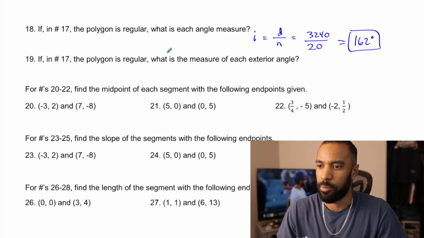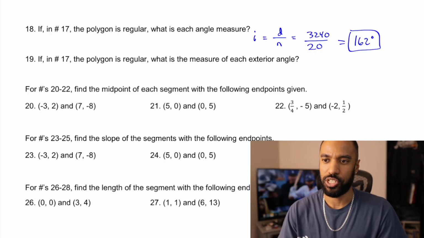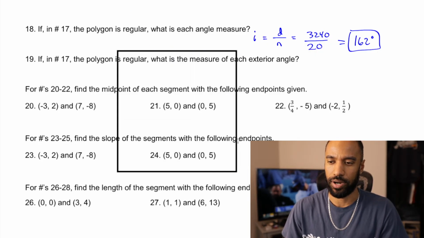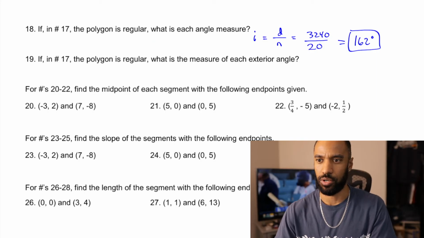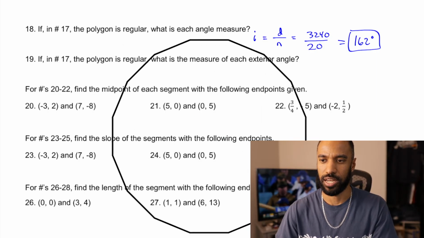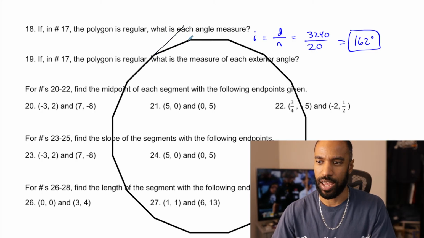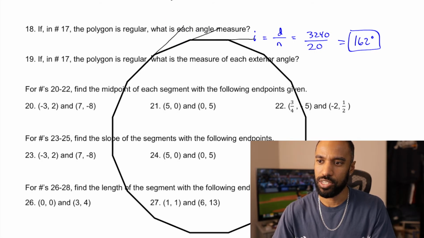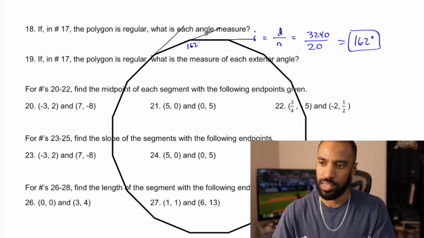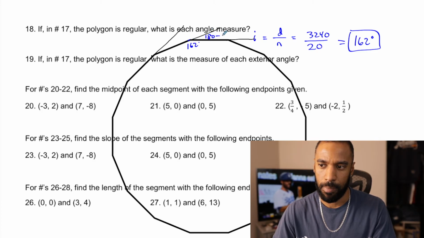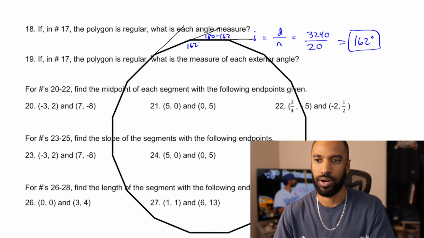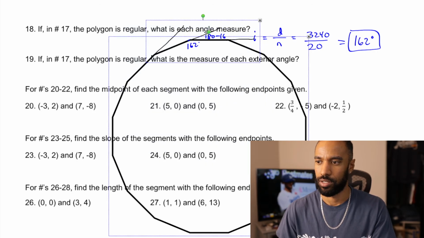If in number 17 the polygon's regular, what's the measure of each exterior angle? Okay, let's go back to the one that I just did. Pretend this was my 20-sided shape. If this is an exterior angle here, these are my exterior angles, you extend the sides. So if this is 162 degrees, this is going to be a linear pair to it. This will be 180 minus 162.